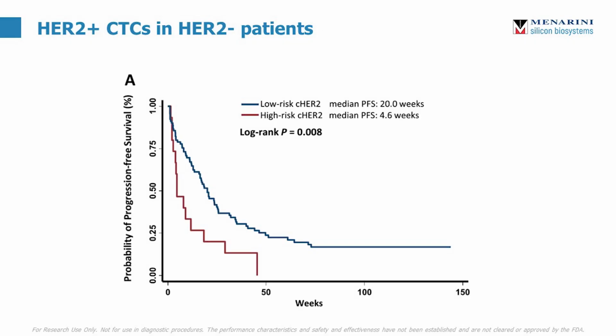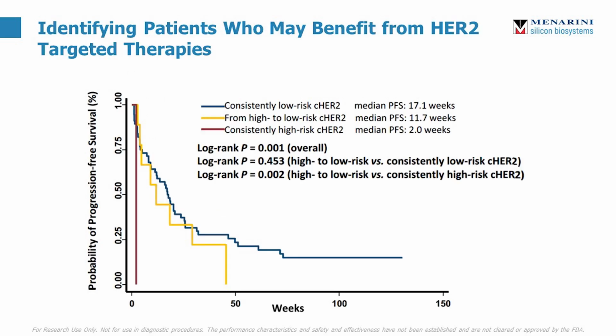In this paper, the researchers classified patients as either high-risk HER2, meaning that they had 2 or more HER2 positive CTCs, or low risk, meaning that they had only 1 or 0 HER2 positive CTCs. As you can see, the probability of progression-free survival is much lower in patients categorized in the high-risk HER2 group. Using the HER2 status of CTCs, they were able to identify patients who might be able to benefit from HER2-targeted therapies. They found that patients who were classified as high-risk HER2 at the initial appointment, but who became low risk over the course of treatment, had a significantly higher probability of progression-free survival.